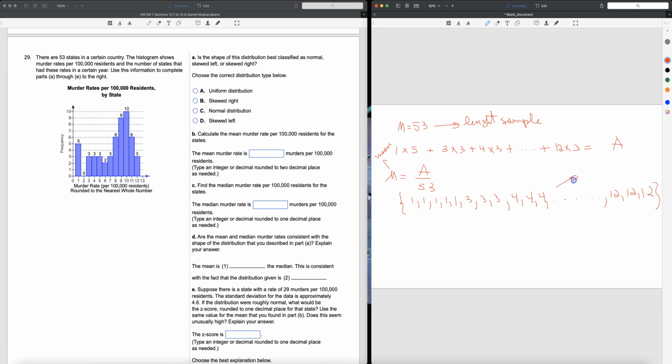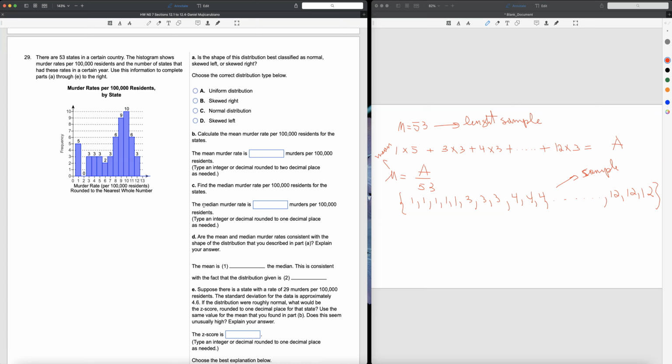This list is really your original sample with all the outcomes, okay? From here, they build the distribution frequency, and with the distribution frequency, they made this histogram. But this is the original data, and in here we have 53 elements. So if they say find the median, like here, the median is what?